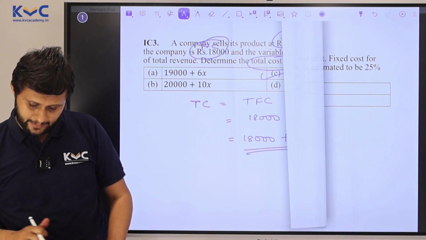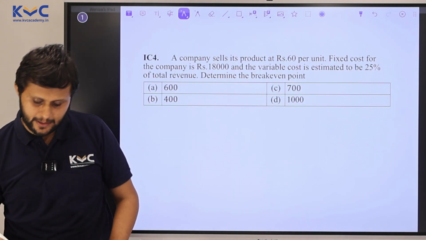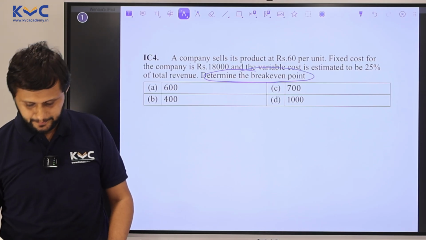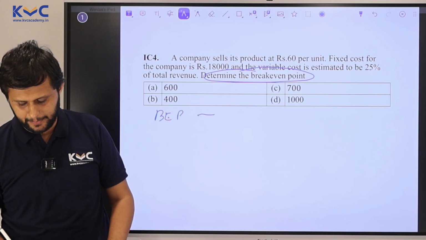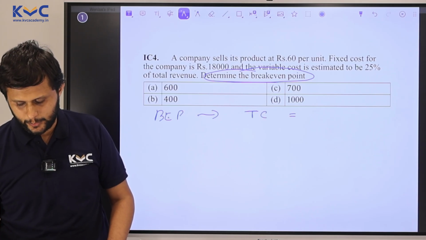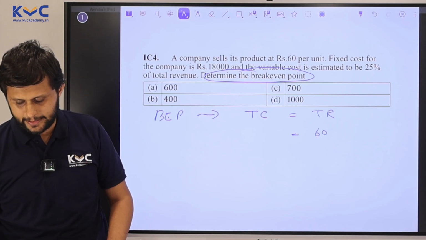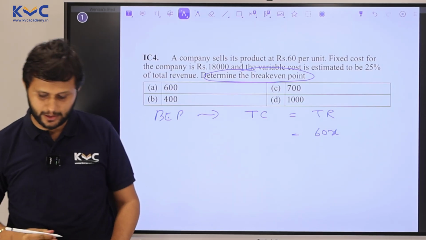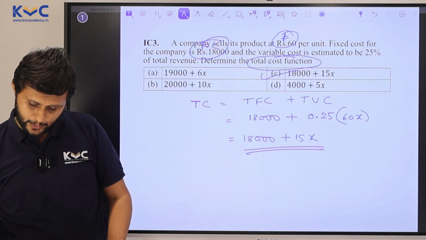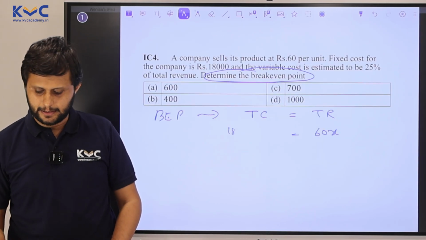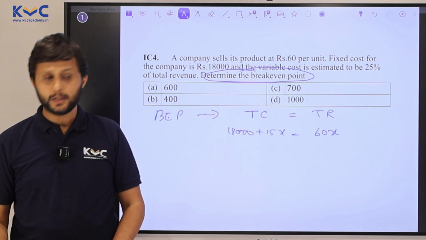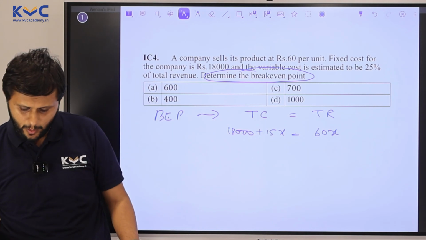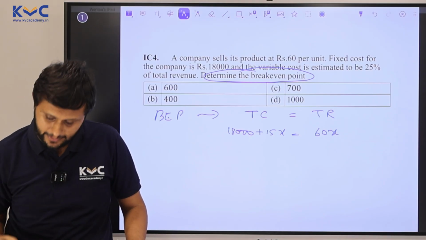Moving on. I think we have the same question again. This time you have to determine break even point. What is break even point? Break even point implies total cost is equal to total revenue. Total revenue is 60x, which we did in question number 2. Total cost we had in the previous one, 18,000 plus 15x. So we now have total cost function, total revenue. Simply get the value of x because that's the break even point.